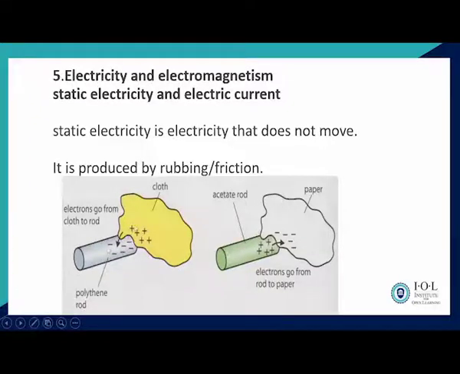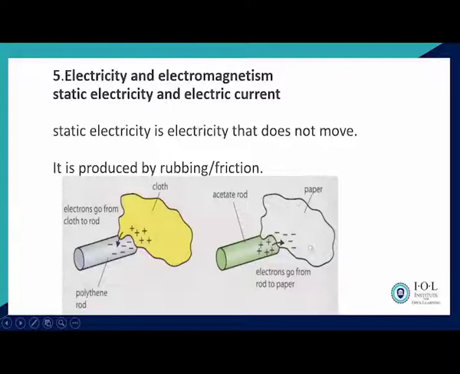Now when you rub the polyethylene rod with a cloth, what are you doing? You are separating the charges. The negative charges are moving from the cloth to the polyethylene rod. At the end, the cloth will be positively charged because it will have more positive charge than negative charge, and the polyethylene rod is going to be negatively charged because it's going to have more negatives than positives.